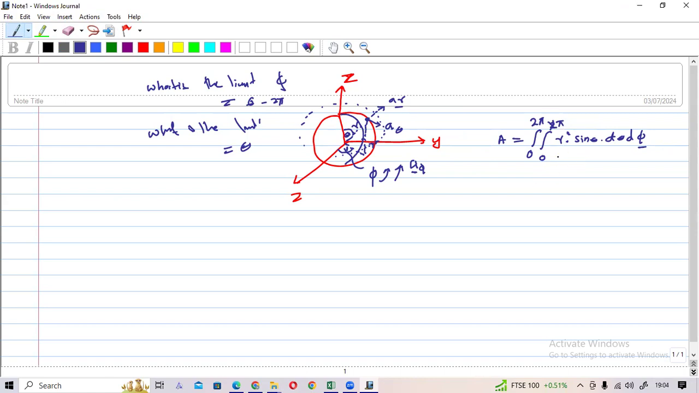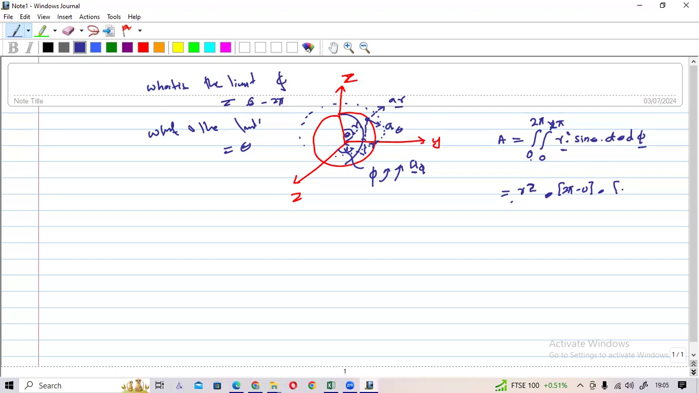Then R square is there because that is a constant. We don't have to integrate with respect to R. If you integrate with respect to phi, the limit is 0 to 2π, so it will be 2π times the integral from 0 to π of sine theta d theta.